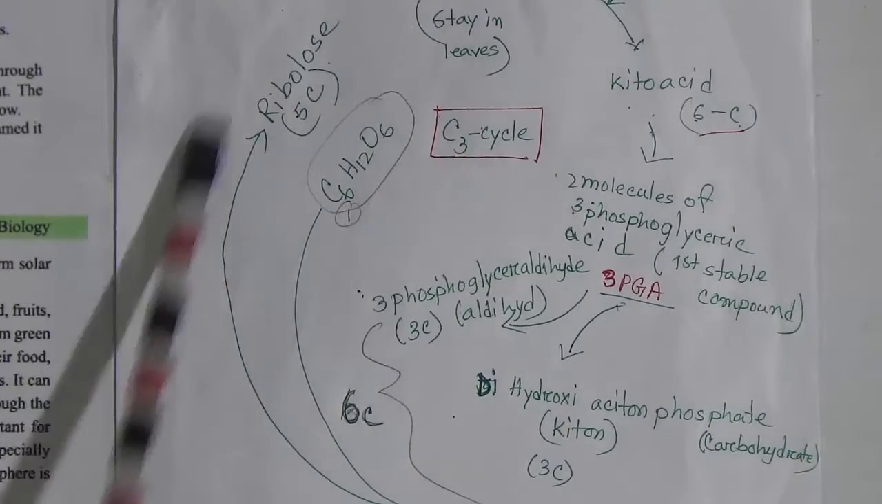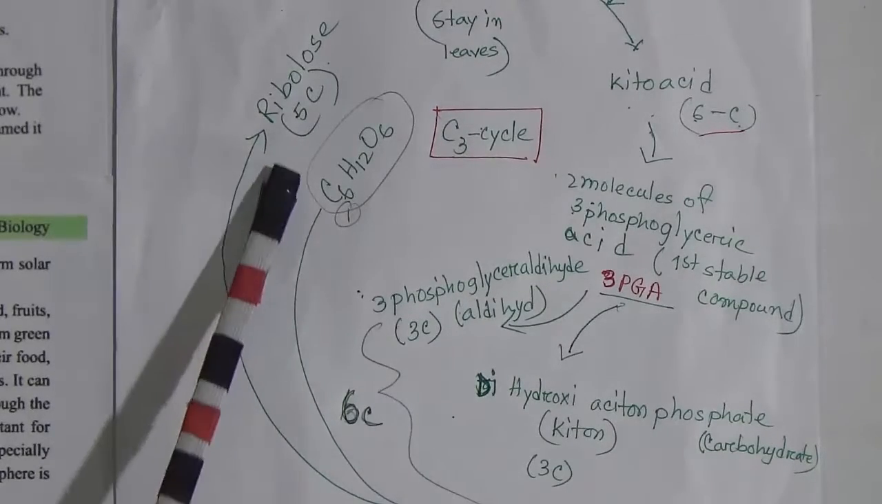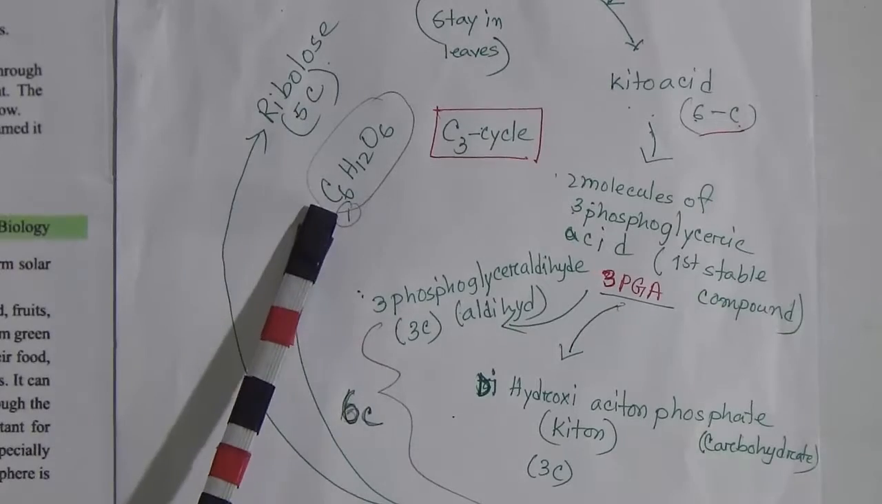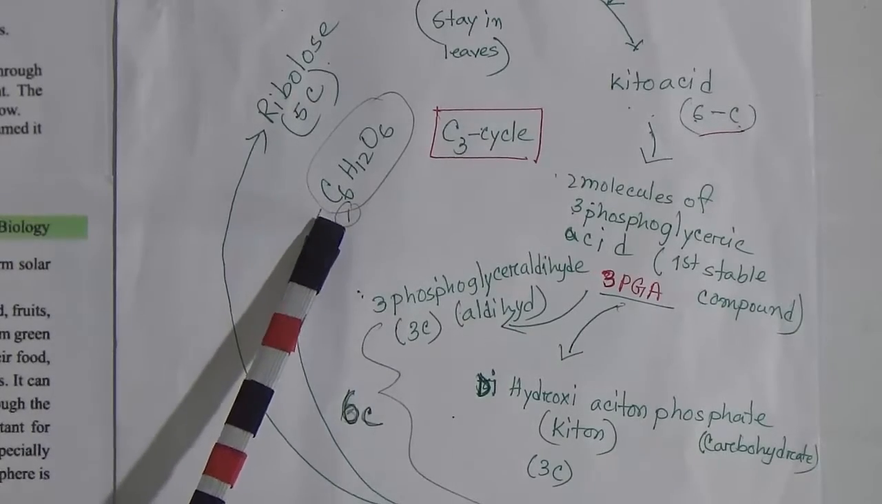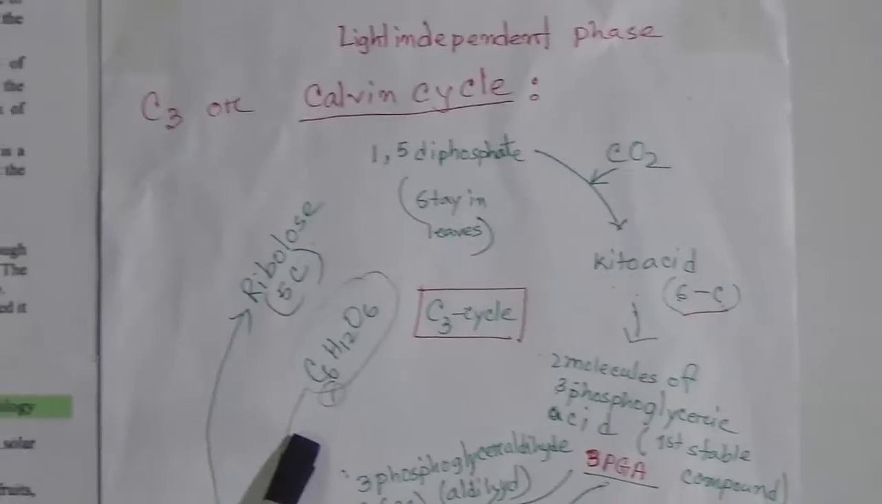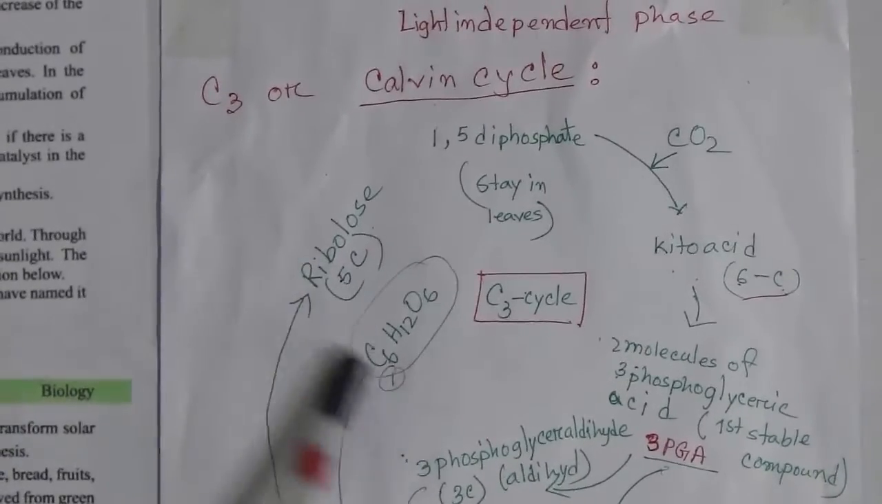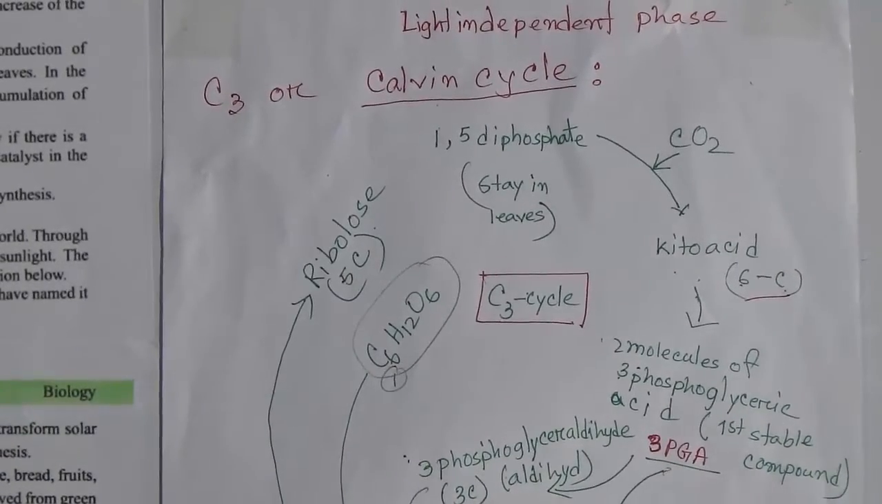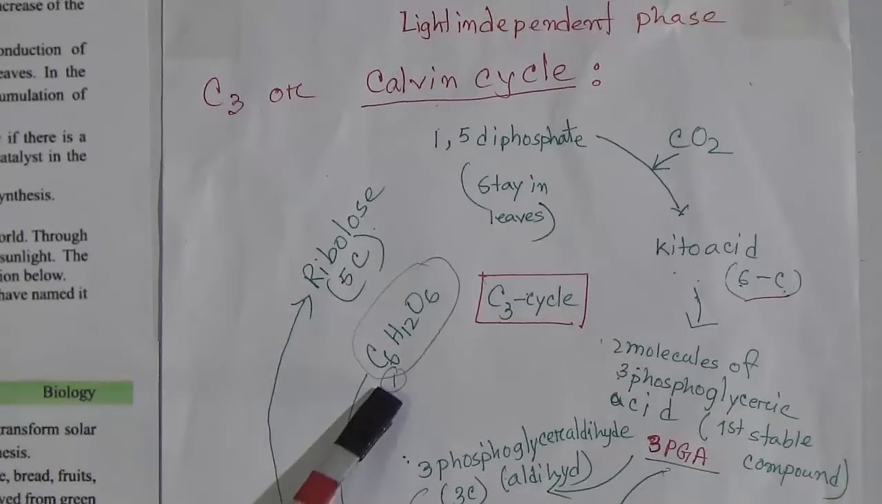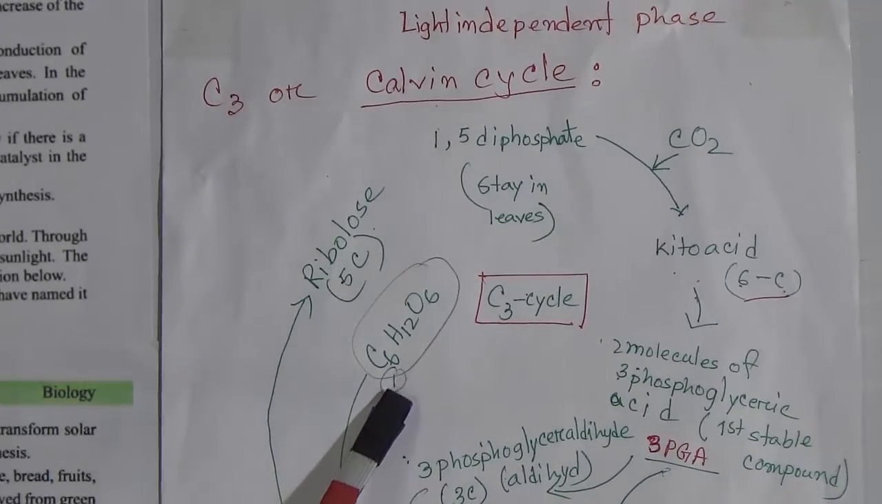After completing 6 cycles, we get 6 carbon, and after 6 cycles we can produce glucose. That means for making 1 molecule of glucose, 6 cycles have to be completed. Then we will get 6 carbon and we can produce 1 molecule of glucose.